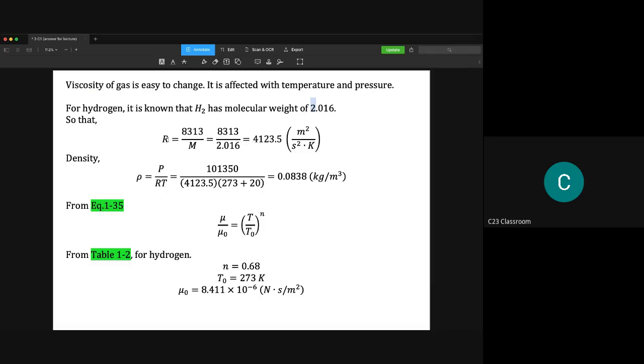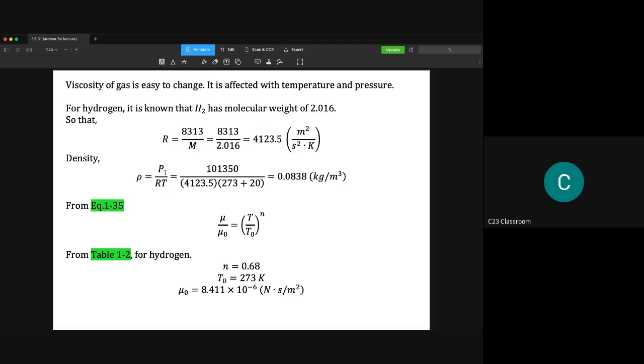For example, we start to calculate the gas constant. We use 8,313 over its molecular weight, so we divide by 2.016, and we get 4,100 here. Then we estimate its density in that situation. We use the idea of P over RT, and the P might be the atmospheric pressure.